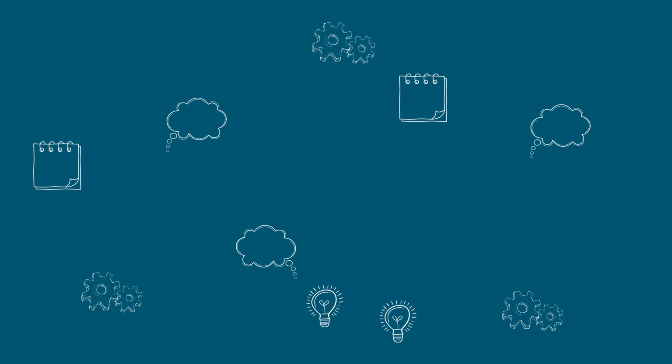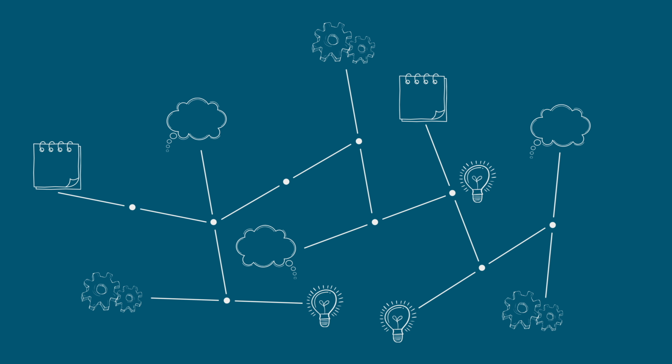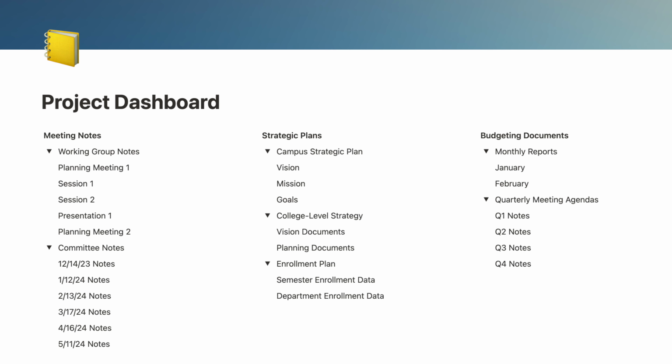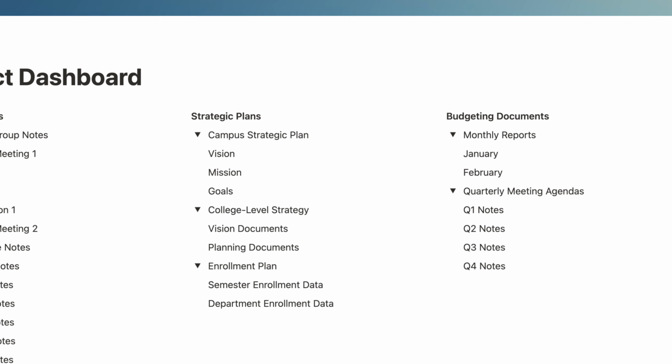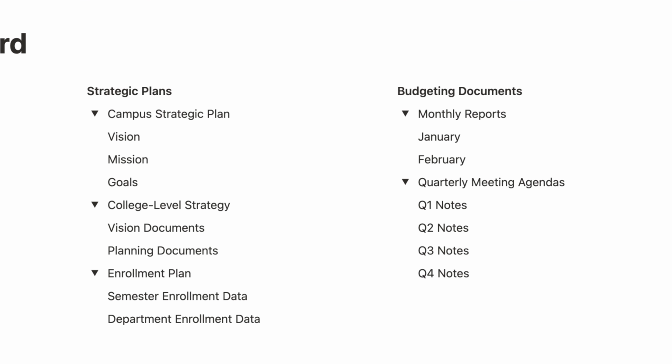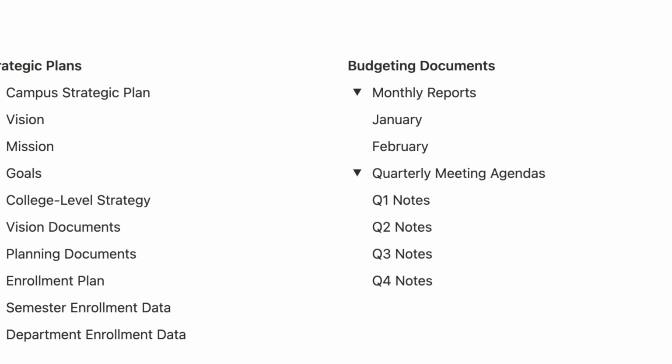A second type of platform are database or relationship-based. These are perfect for knowledge management, where the goal is to connect seemingly disparate ideas or concepts. They're ideal for users motivated by organizing and integrating information into a cohesive system. For example, an administrator overseeing multiple initiatives might use a tool like Notion to link meeting notes, strategic plans, and budgeting documents, creating a central hub where related data is easily accessible.